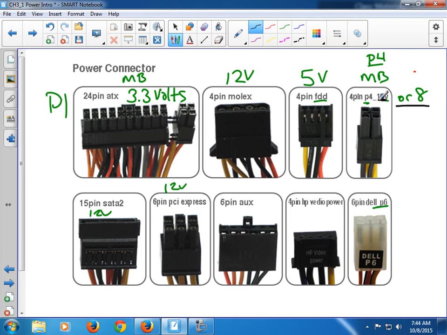The new plug that replaces Molex is the SATA plug, and this one does have a SATA plug on it. This is a SATA power. It's still 12 volts. And they make adapters to turn this into Molex or Molex into SATA, because they're basically the exact same power. That's why they have exactly the same 4 wires going into them. It's just that newer hard drives now plug into SATA as opposed to plugging into Molex power.